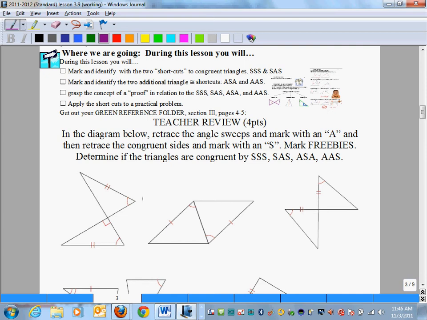Here's the question that my last two periods had a heck of a time with. Listen. How many pairs of things were congruent?